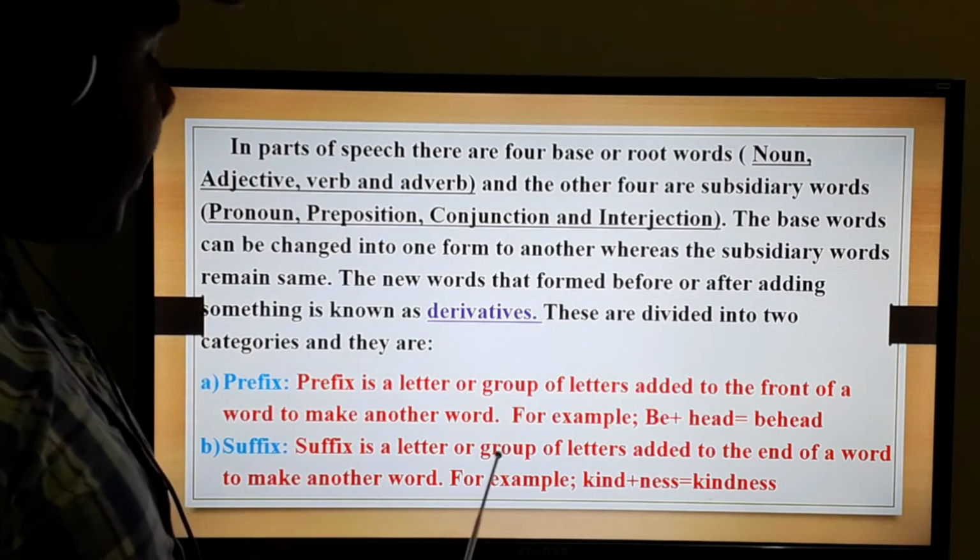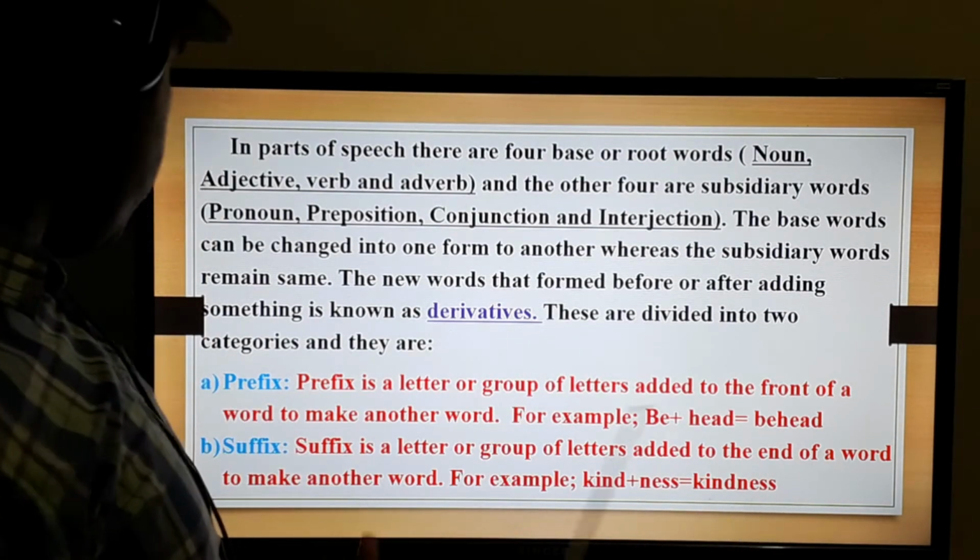And what is suffix? Suffix is a letter or group of letters added to the end of a word to make another word.